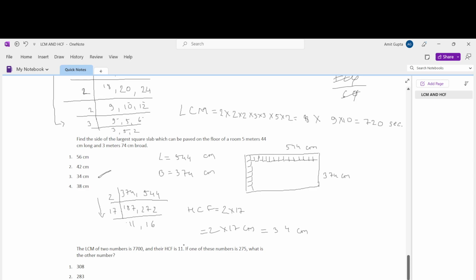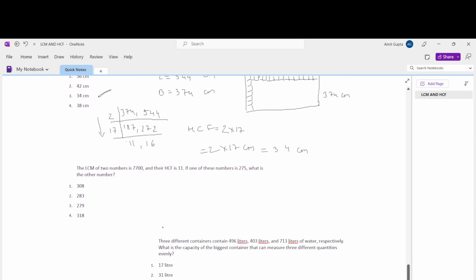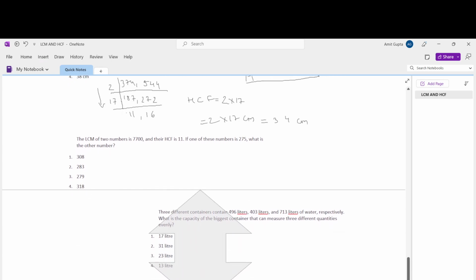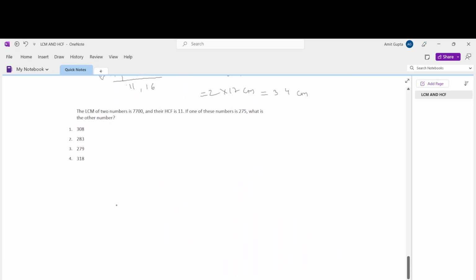Let's take another question. The LCM of two numbers is 7700 and the HCF is 11. One of these numbers is 275. What is the other number? So we had read this property that LCM into HCF is equal to first number into second number.